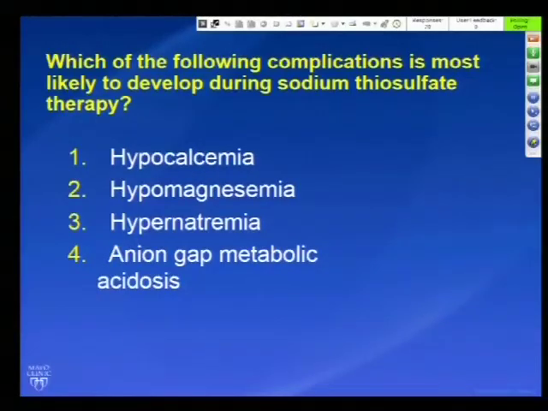And so you can go ahead and vote. So one is hypocalcemia, two is hypomagnesemia, three is hypernatremia, or four is anion gap metabolic acidosis.